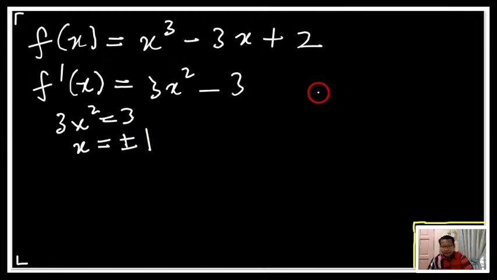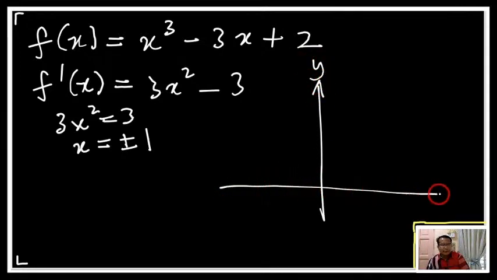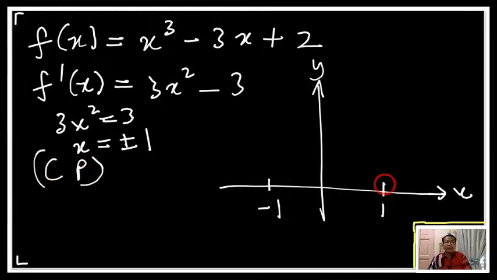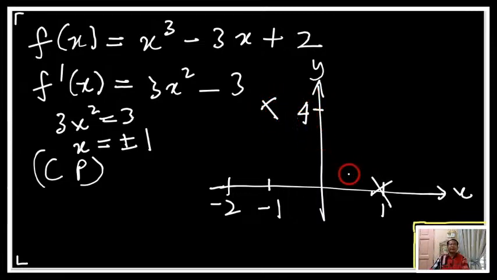So your graph would be something like this, y, and then you have x, and then you have 1, minus 1. So these 2 points are the critical points. Substitute 1 into f, you should get 0. Substitute minus 1, you should get 4. So you have 2 points here.